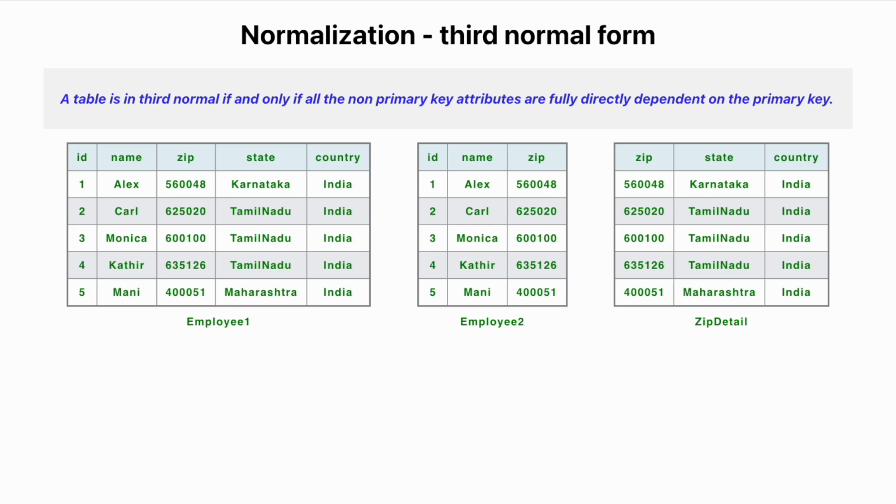For example, here the column zip depends on ID, and column country depends on the zip column, although column country depends on ID transitively through column zip. It is not a direct dependency. Hence, we have to move zip and its dependent column to a new table. Third normal form has the same disadvantages as the second normal form.